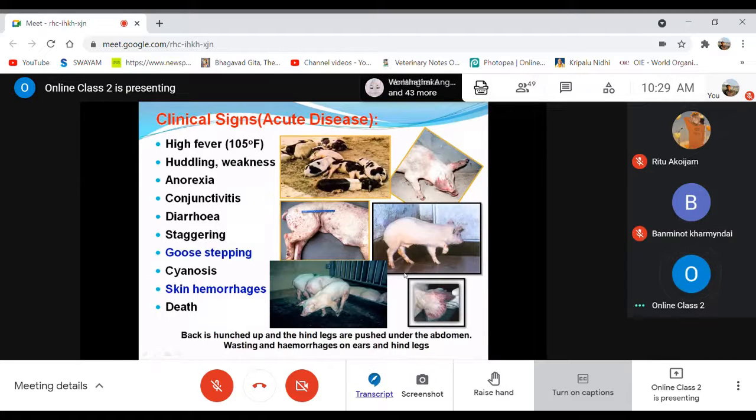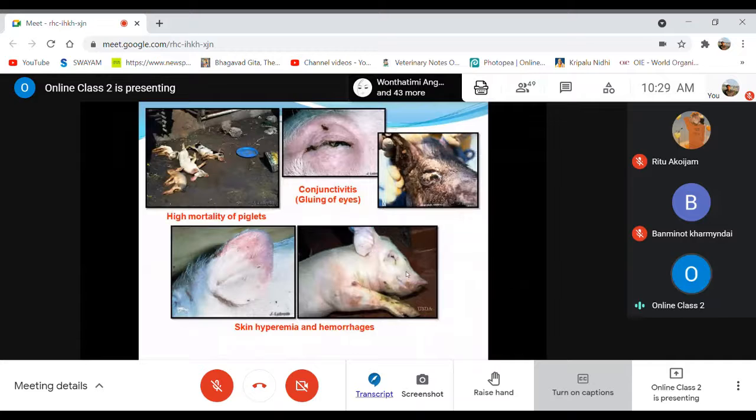Okay, then these are some more photographs showing the conjunctivitis, one leading to gluing of the eyes, thickness of the eyelid because of the lacrimation, where the ocular secretion is very sticky in this case.